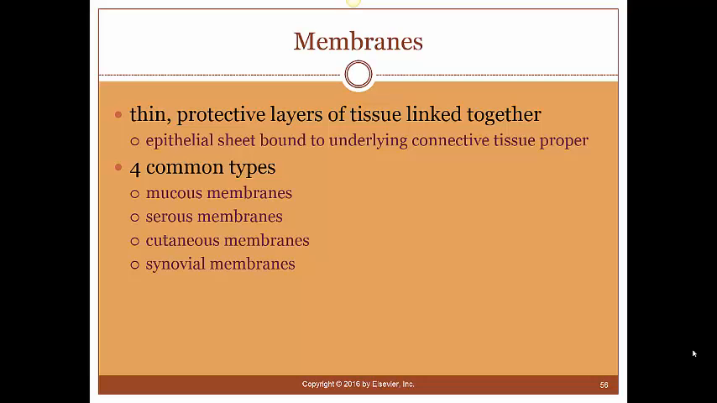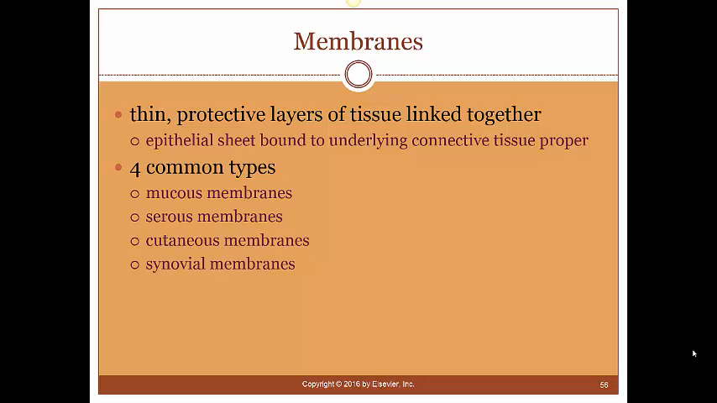So next we're going to talk about membranes, and membranes are these thin protective layers of tissue that end up linking together over top of organs or around the inside of body cavities. They have connective tissue on the inside of them, and on the outside of them they have epithelial cells. The reason they have this is connective tissue wants to stick together, but the epithelial cells actually keep them from doing that.